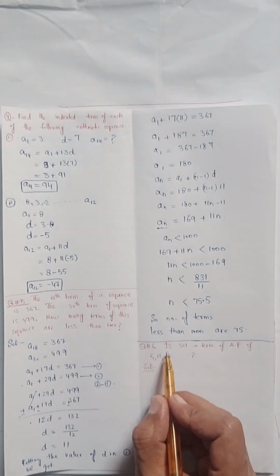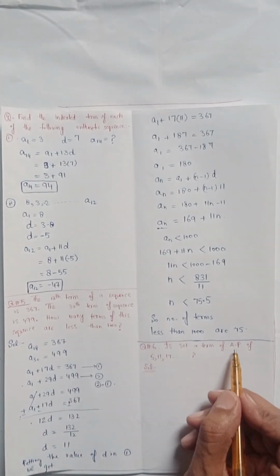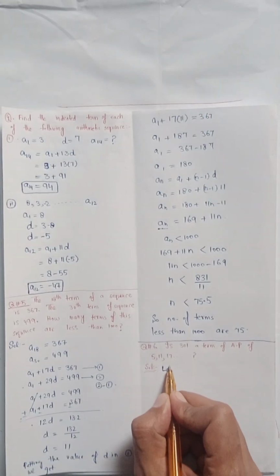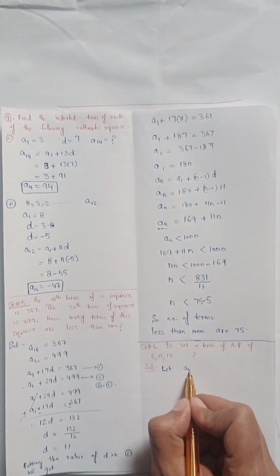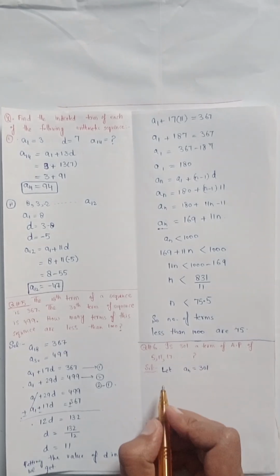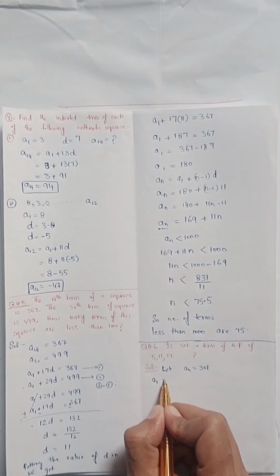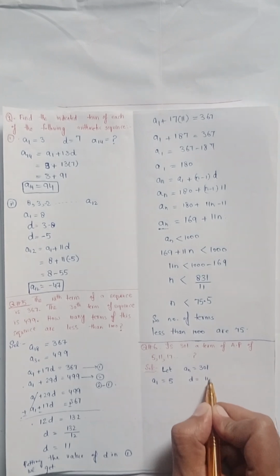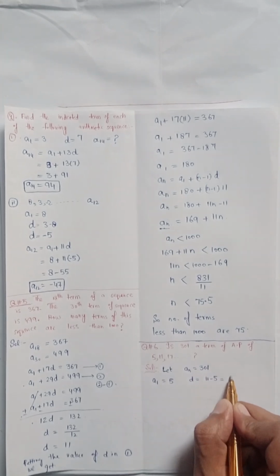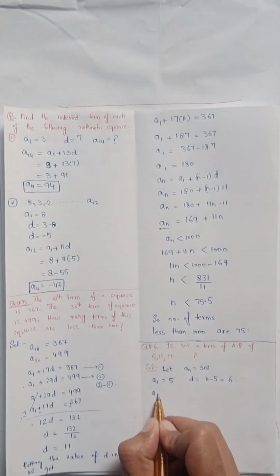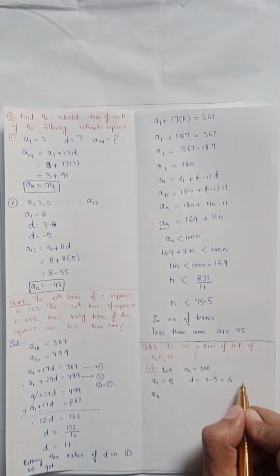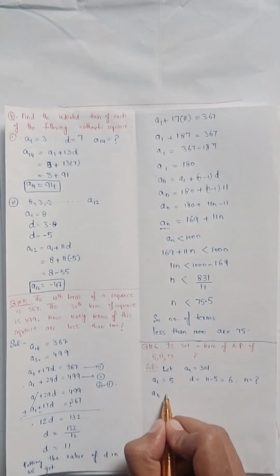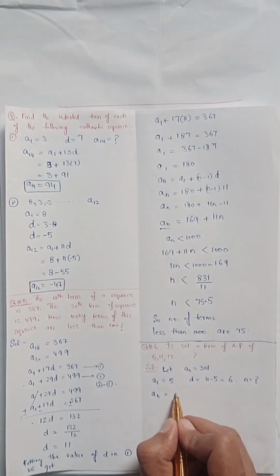In question number 6, is 301 a term of the arithmetic progression 5, 11, 17? Here n equals 31, a1 equals 5, d equals 11 minus 5 equals 6, and we have to find n. an equals a1 plus (n minus 1) into d.